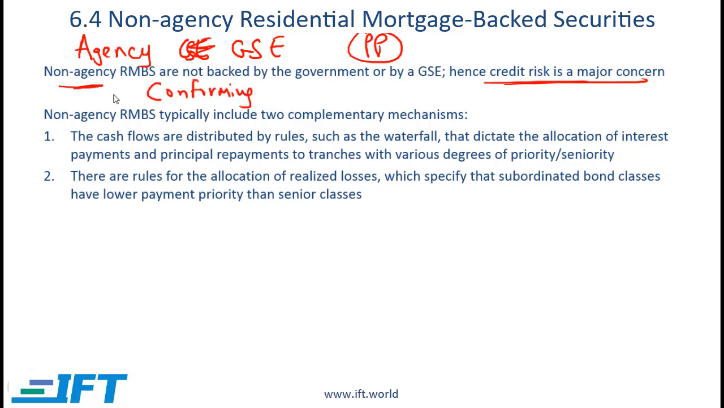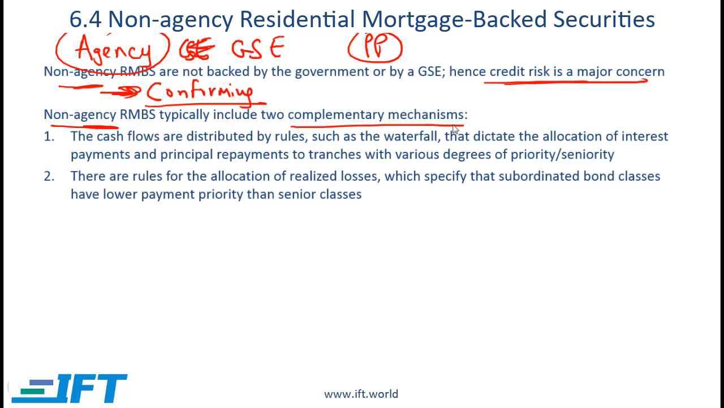Another point to be made here is that ultimately agency mortgage-backed securities are backed by conforming mortgages. With non-agency mortgage-backed securities, that is not the case, and the mortgages are not necessarily conforming. Earlier in this lecture, we have talked about the concept of conforming mortgages. Now, some important characteristics of non-agency mortgage-backed securities.